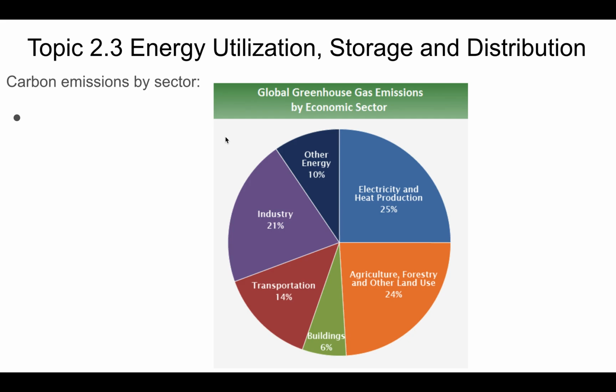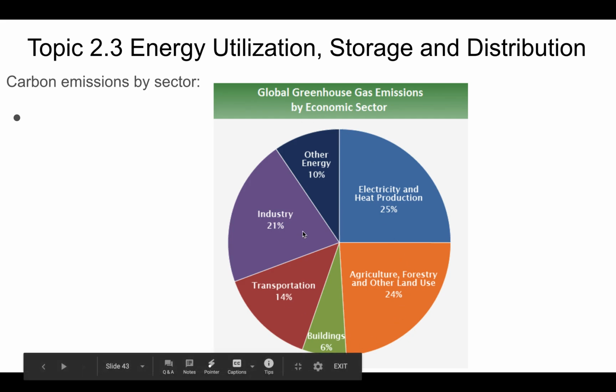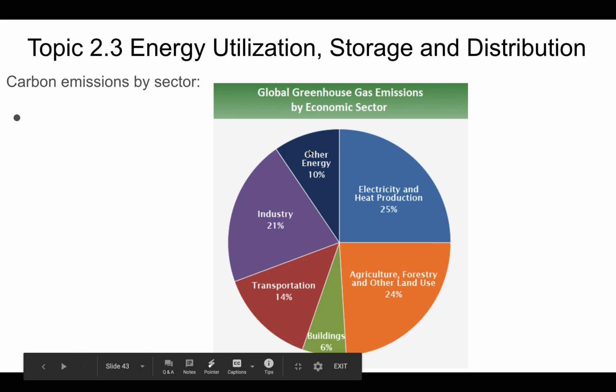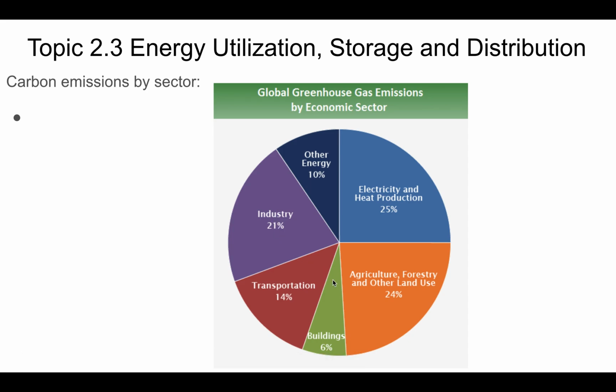Last thing I want to talk about is carbon emissions by sector. So you can have a quick look at this. Globally, when we're looking at greenhouse gas emissions, where do we get the most? When you're looking at electricity production, this is where we're getting a quarter of our carbon emissions. And down here we've got agriculture, and you can see the chart. This is important, and we would want to try to reduce these where we can.